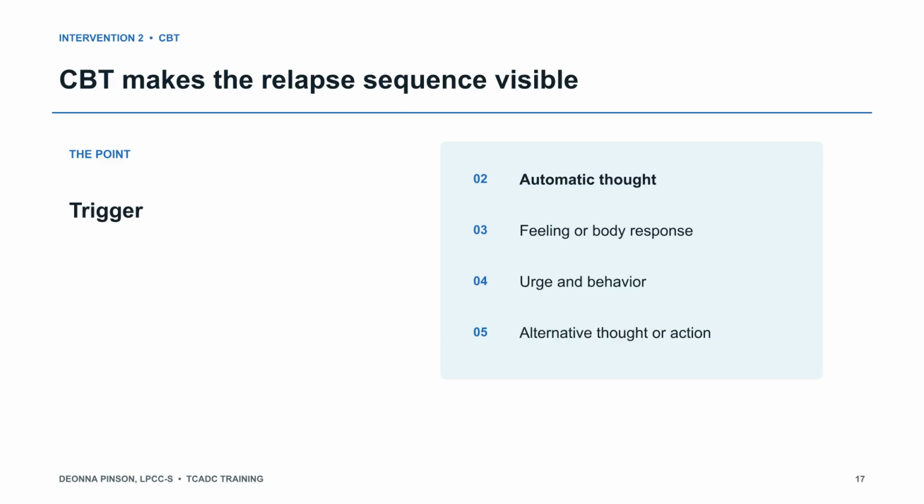Cognitive behavioral therapy helps make the relapse sequence visible. By breaking down a recent example, you can map the trigger, the automatic thought, the emotional or physical response, the urge, and the resulting action. This collaborative analysis allows you and the member to identify practical points where they can intervene with an alternative thought or action.